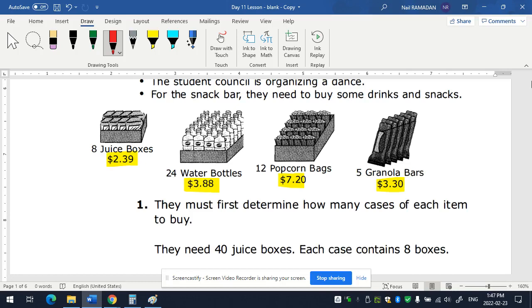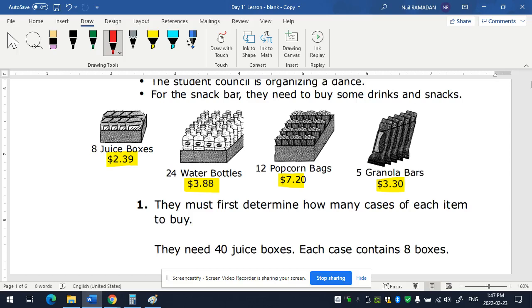So the question is 239. Is it closer to 3 or is it closer to 2? Obviously, you did not cross the half point, so you're closer to 2. How about the water bottles? 388. That definitely rounds up. Are you closer to 3 or to 4? You're closer to 4.